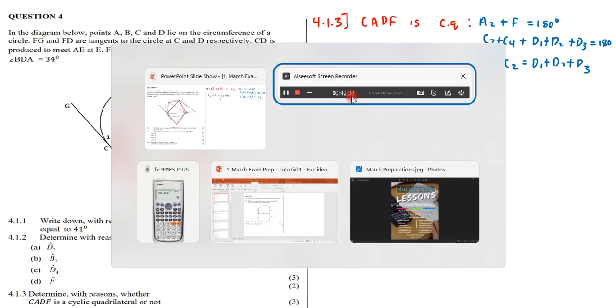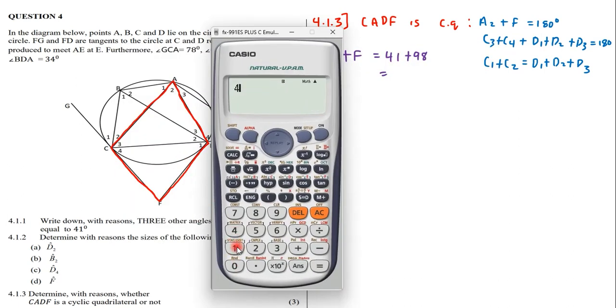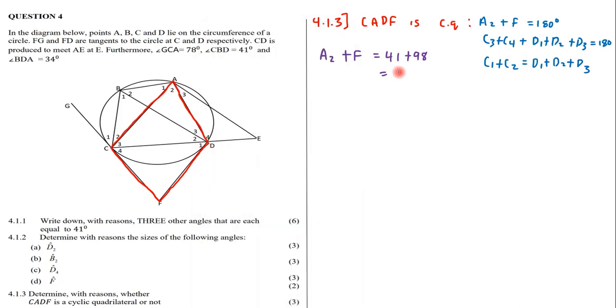Now when I add this, what do I get? Let's see, 41 plus 98, I get 139. So is this equal to 180? No, this is not equal to 180. Now because of that, CADF is not a cyclic quad, and that is how you're going to be finishing with these questions. And that's all I got for you today in this video.